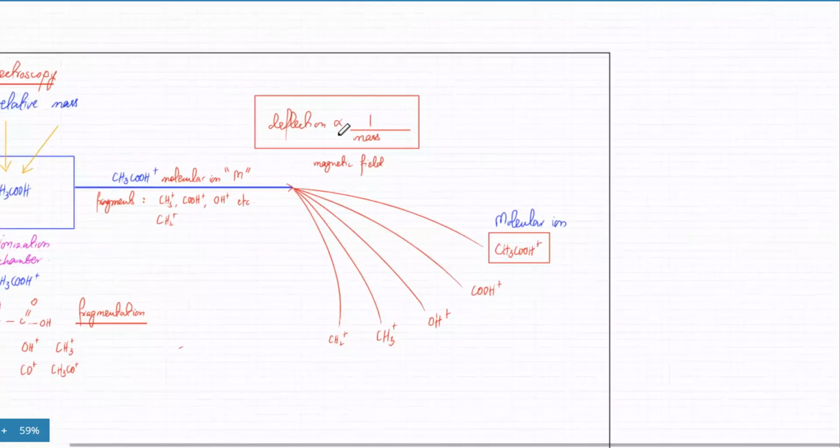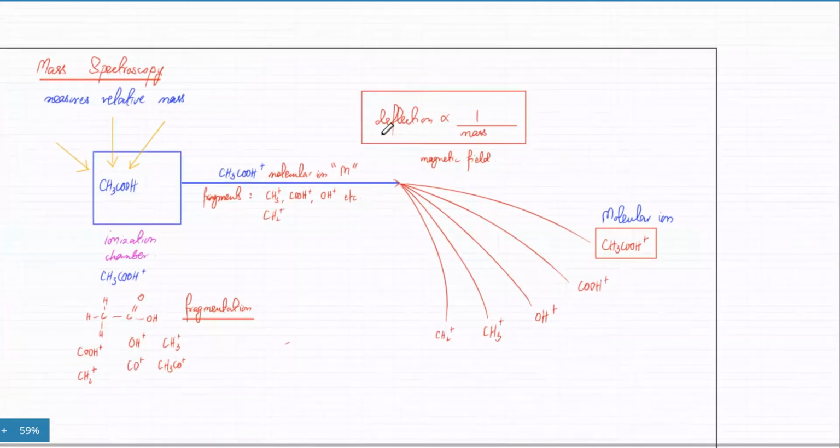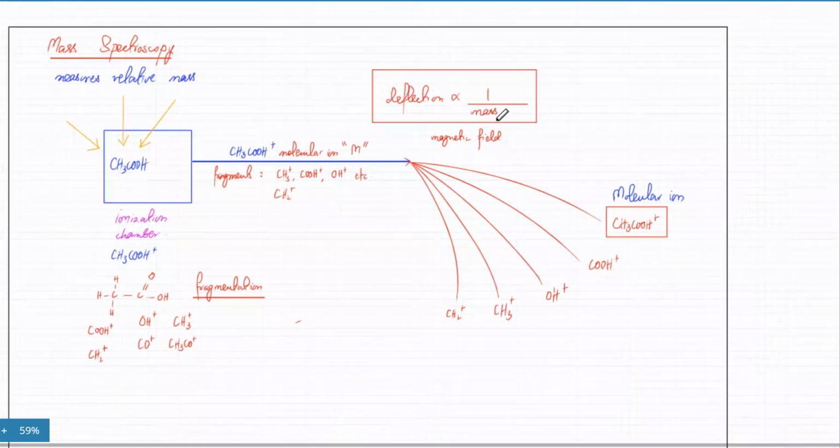And based on the deflection, you can figure out the mass of the particles. That is how you measure the mass of molecules, AR, MR, etc. Like, how do you know that magnesium is twice as heavy as carbon? Because deflection uski kam hogi. It's going to be deflected less compared to carbon. So this is how you measure the mass of particles, whether it's the AR or MR.